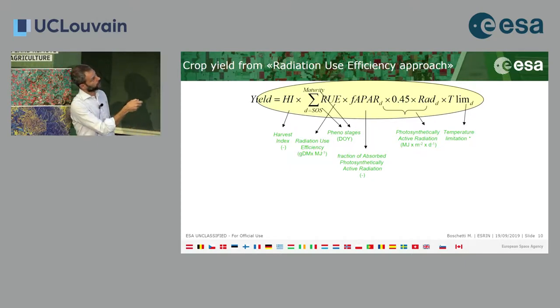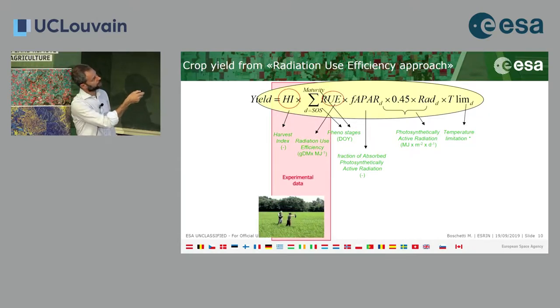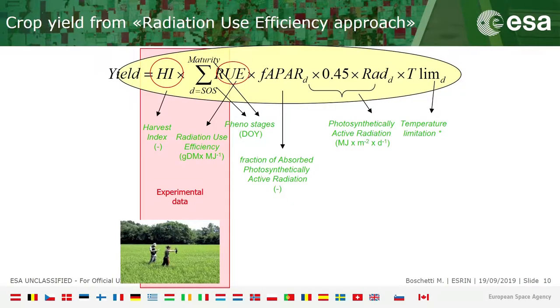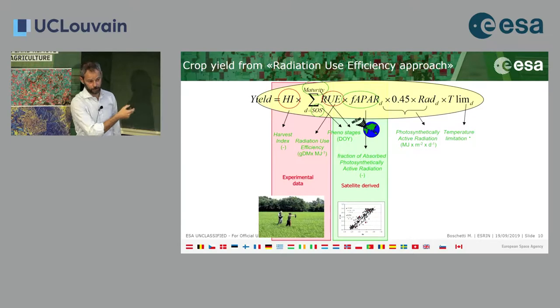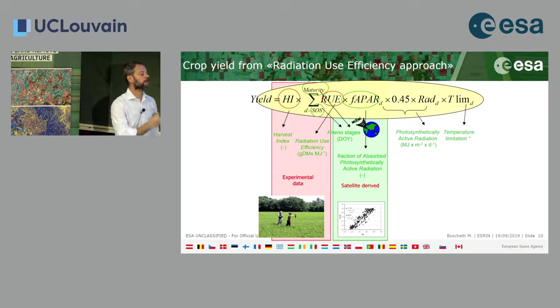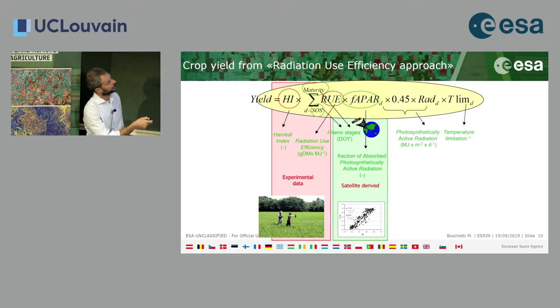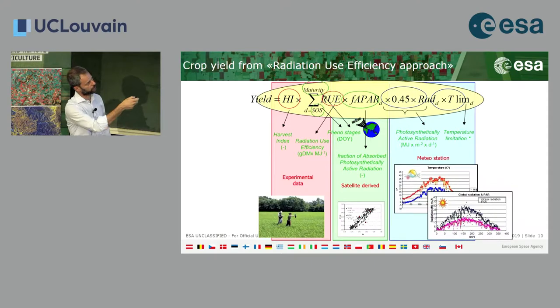So how is it calculated? By defining the harvest index and the radiation efficiency, that is, the specific capacity of the plant to convert radiation into dry biomass, and the FAPAR that arrives from remote sensing. You accumulate that from the start of the season to maturity, which can also come from remote sensing. This is the reason why we were speaking before about the phenometrics. It is multiplied by information from meteorology, in this case radiation and temperature limitation.